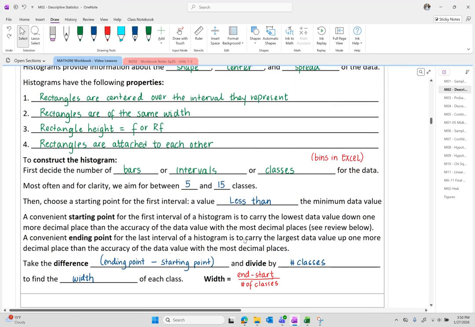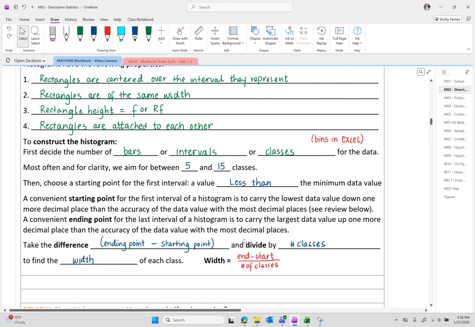To construct the histogram from scratch without any additional information, we have to decide on how many bars, intervals, or classes we will have. They are called classes when you see them on a table usually. The bars will be the histogram rectangles, but in Excel they are called bins. So bins will correspond to the interval of values for the data. Most often, and for clarity, we aim for between 5 and 15 classes. And then we choose a starting point, usually less than the minimum data value.